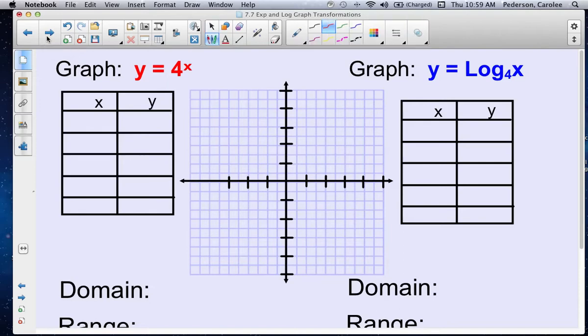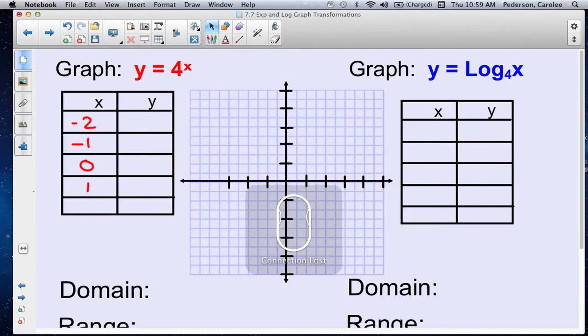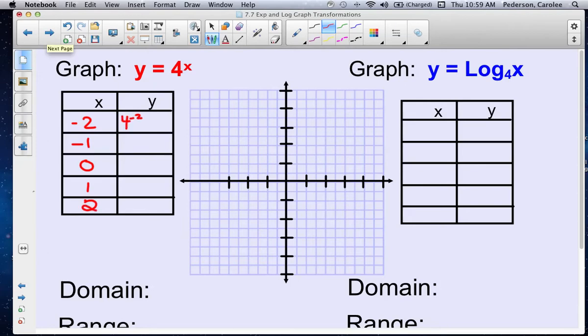So you want to first pick some values in your domain for x. So -2, -1, 0, 1, 2. Then you evaluate it, you substitute it in, so 4 to the -2 power is 1 over 4 squared, or 1/16. 4 to the -1 power is 1/4. 4 to the 0 power, anything to the 0 power is 1. Then 4 to the 1 power is 4, and 4 to the 2 power is 16.